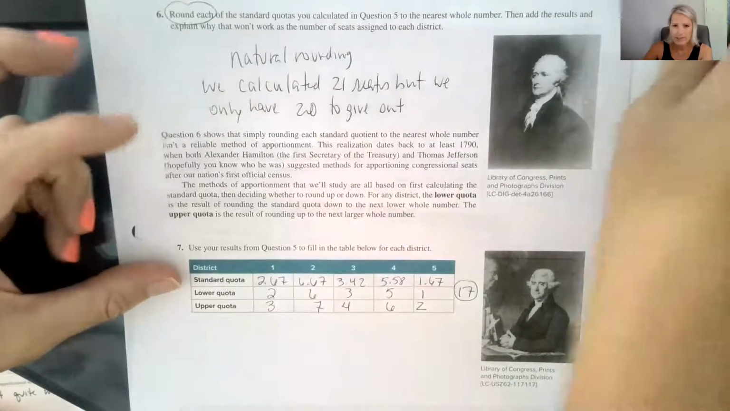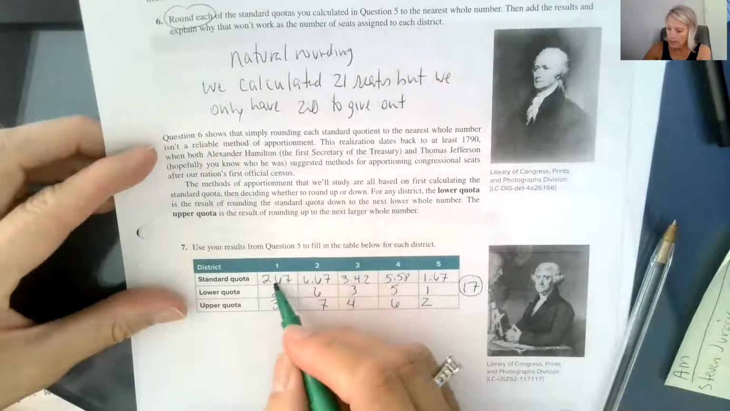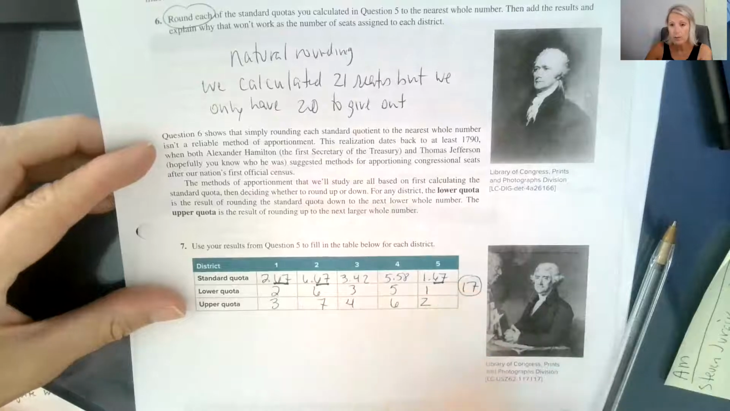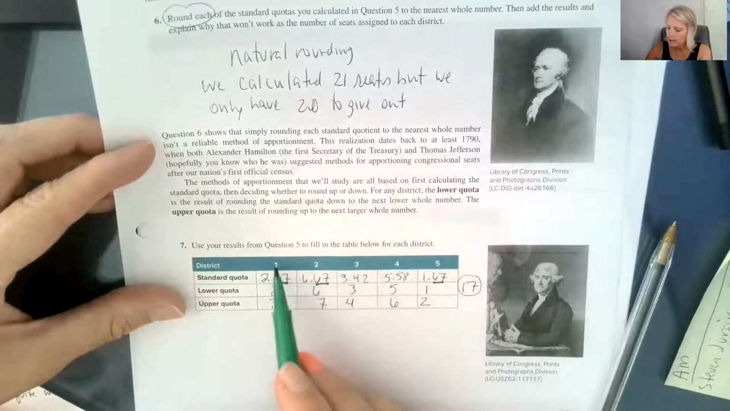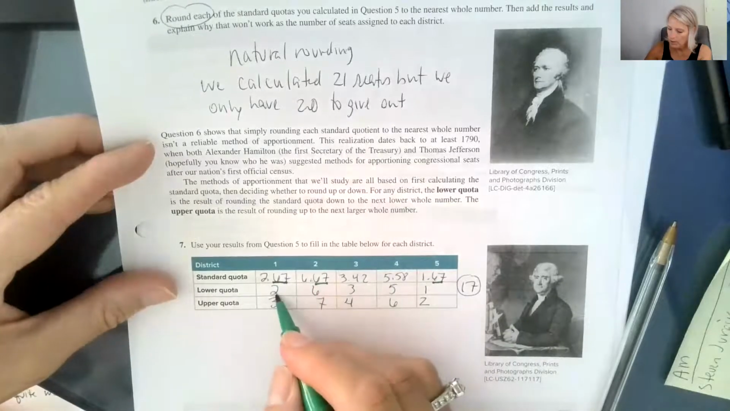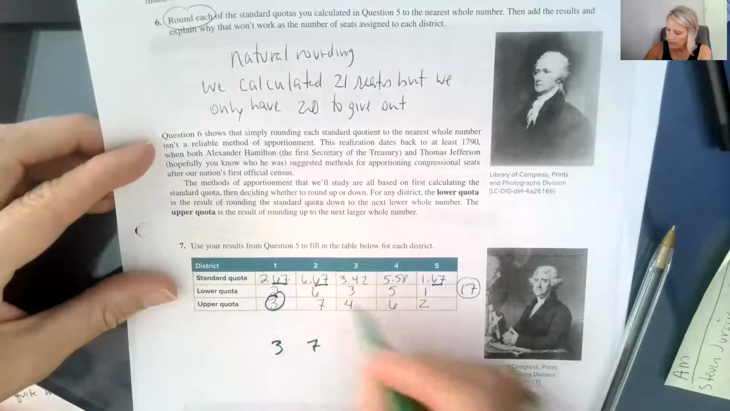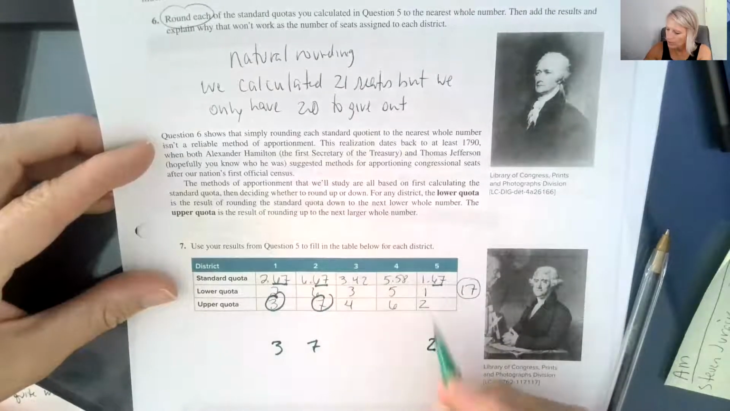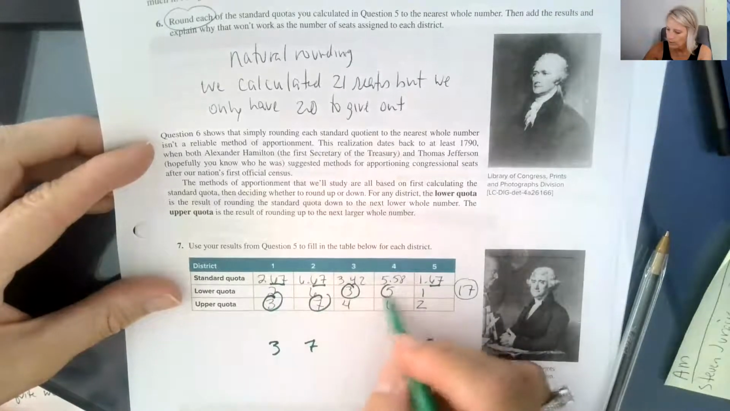So it looks like 0.67 is the highest, and lucky for us, the 3 that have the 0.67 are exactly the 3 that we need, in addition, to make the 20. So that means these 3 districts, 1, 2, and 5, all get to round up. So we're going to use their upper quota. So 3, 7, and then District 5 gets 2. That means that districts 3 and 4 are going to stay with a lower quota value of 3 and 5.